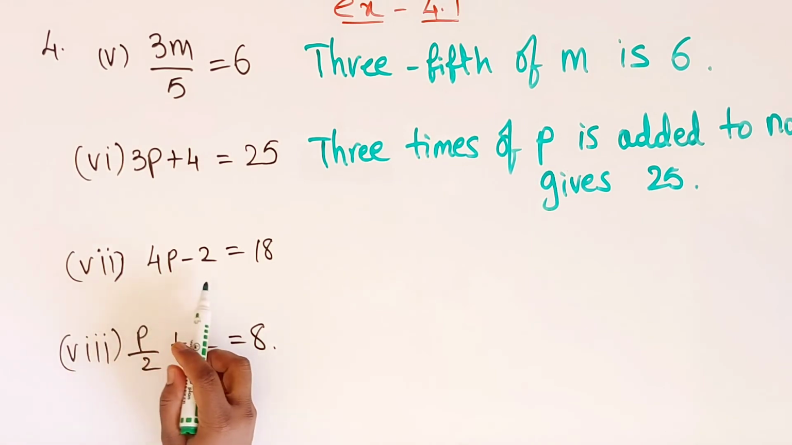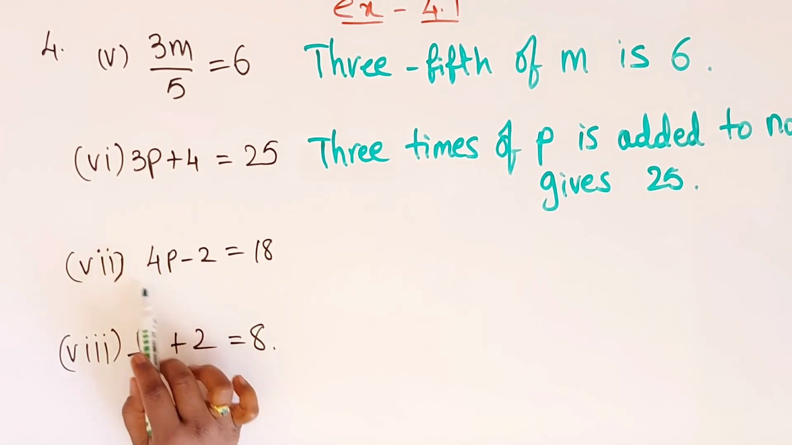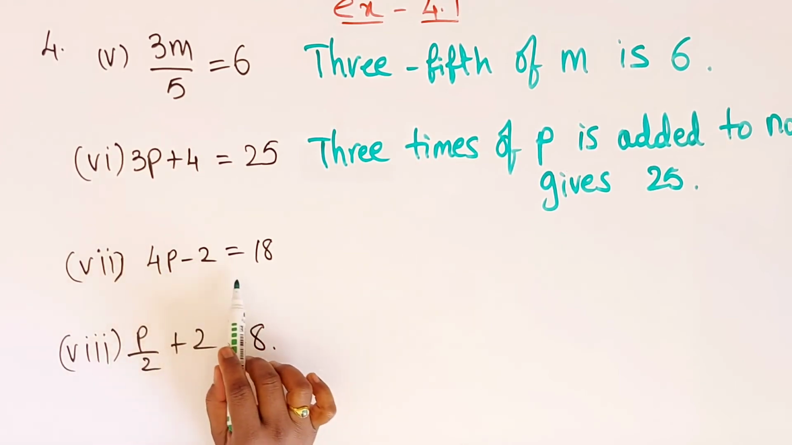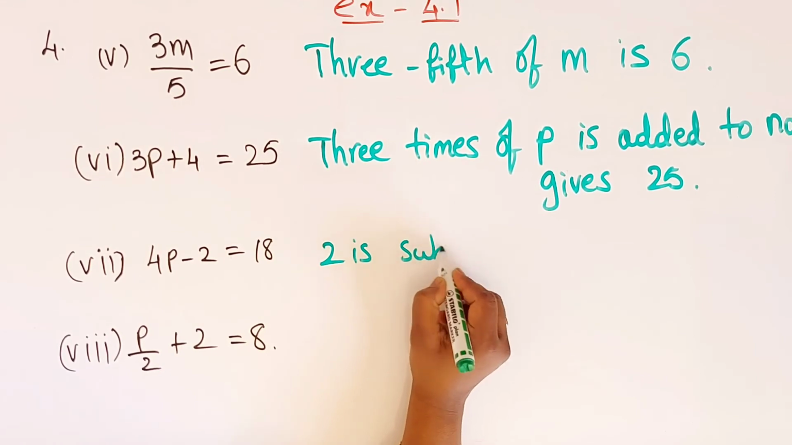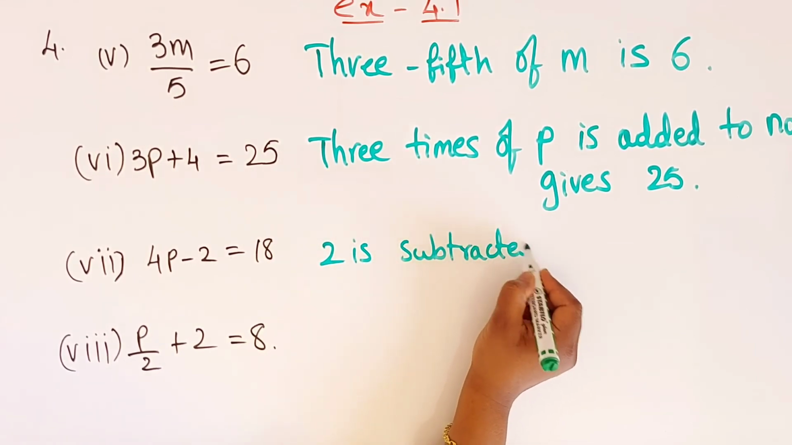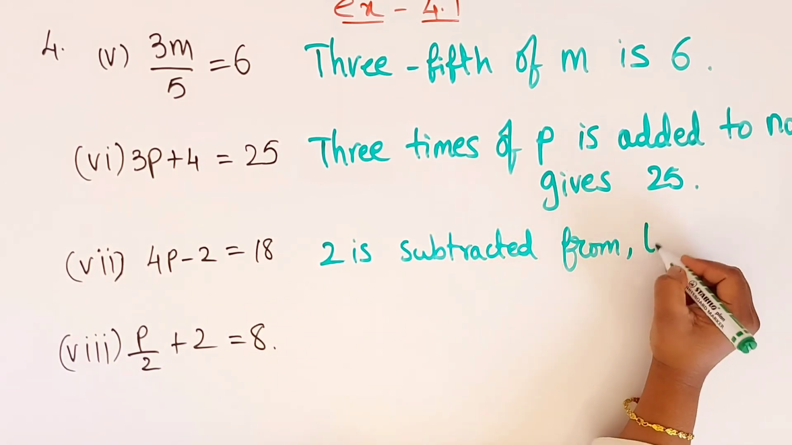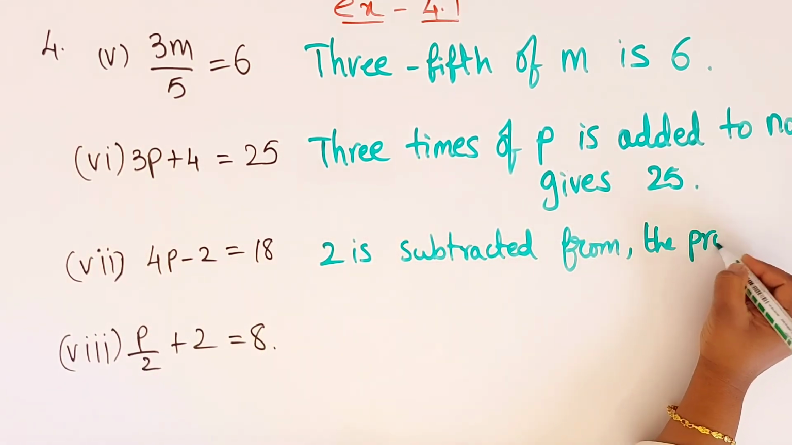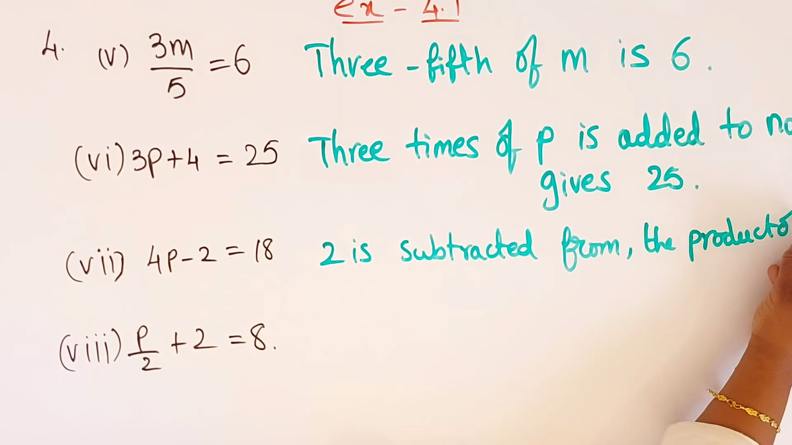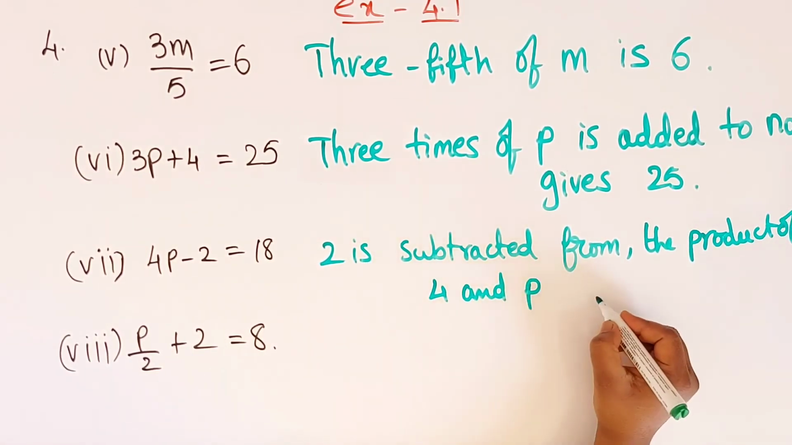Seventh one, 4p minus 2 equal to 18 children. Here 2 is subtracted from the product of 4 and p. That gives 18. Right children? So we can write 2 is subtracted from the product, or you can write from 4 times of p also you can write. From the product of 4 and p gives 18.